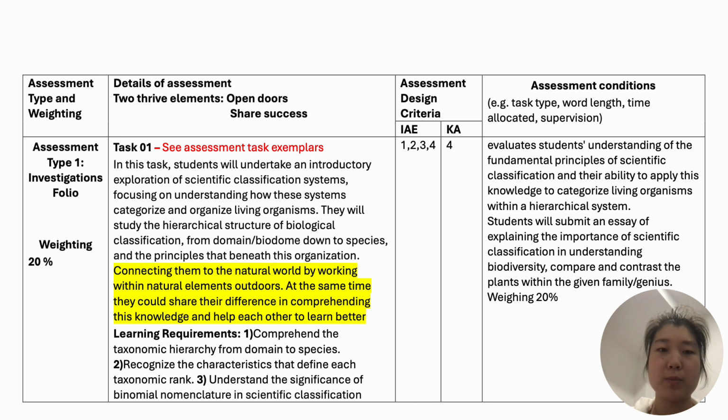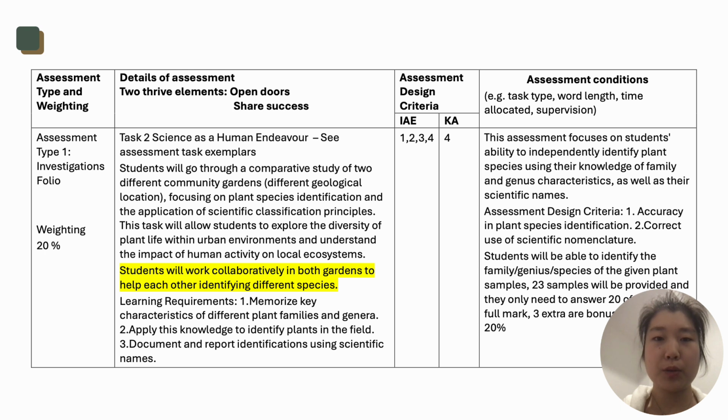In the first assessment, students will undertake an introductory exploration of scientific classification systems. Students will be asked to write an essay about the chosen species and how they fit into the classification system. Students will be taken to 2 different community gardens, identifying the species within the gardens. To pass the assessment, students will be asked to identify 20 of the 23 given species and correctly write down their Latin name, family, and genus.